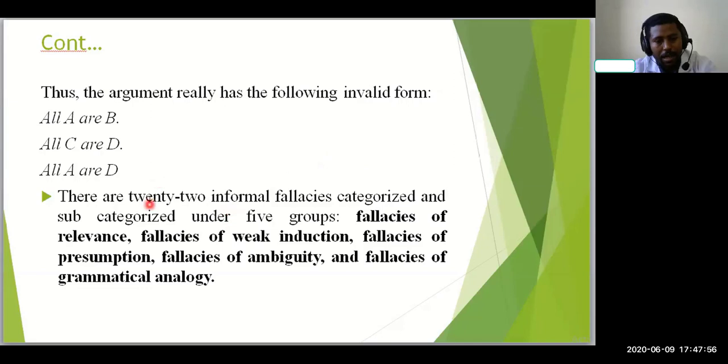And we can categorize or classify these 22 informal fallacies into 5 subcategories. The first subcategory is fallacy of relevance. We'll cover this in today's session. The second category is the fallacy of weak induction. The third one is the fallacy of presumption. The fourth one is the fallacy of ambiguity. And the fifth is the fallacy of analogy. These are the basic subcategories of informal fallacies.